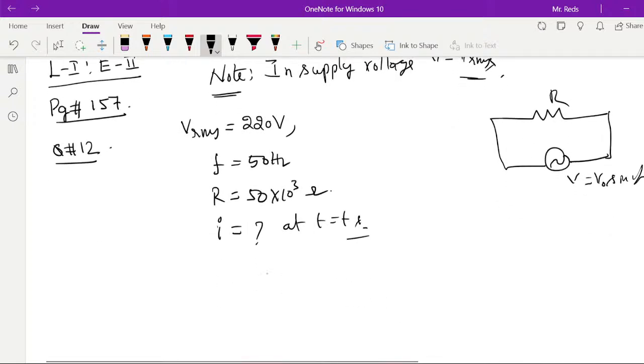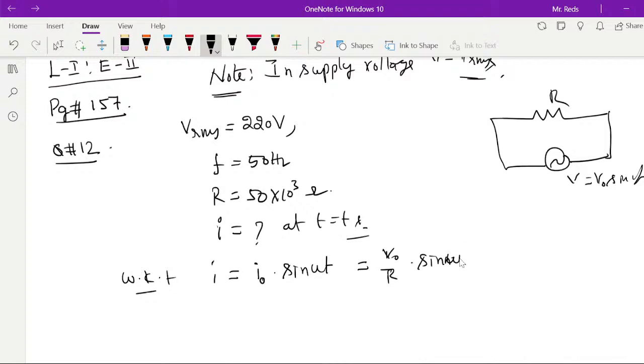So we know the alternating current I. In the case of a pure resistive circuit, I is equal to I naught sin omega t. In terms of resistance, I naught can be written from Ohm's law as V by R, so I is equal to V naught by R into sin omega t. In the options, if you observe, we are asked to find the equation of current in terms of t. So here you have to calculate this value.